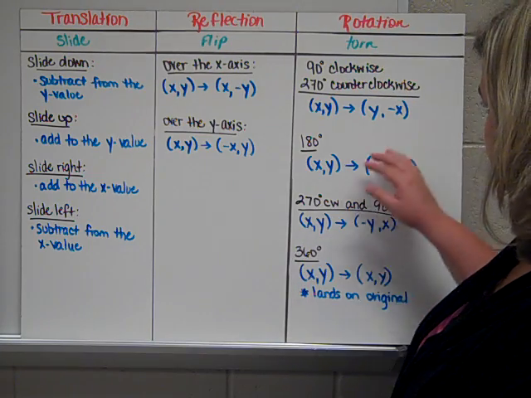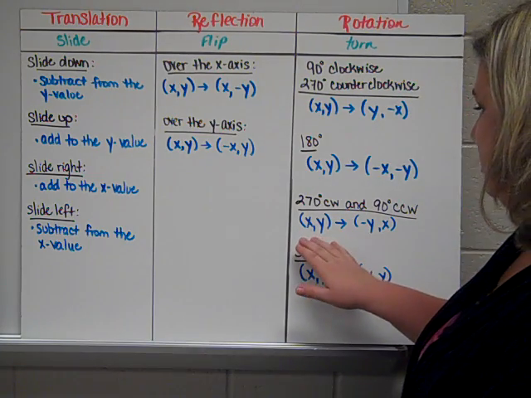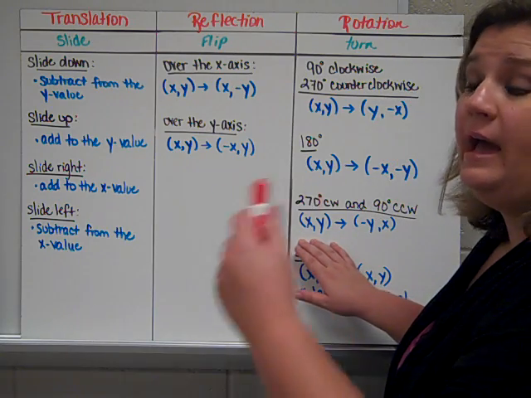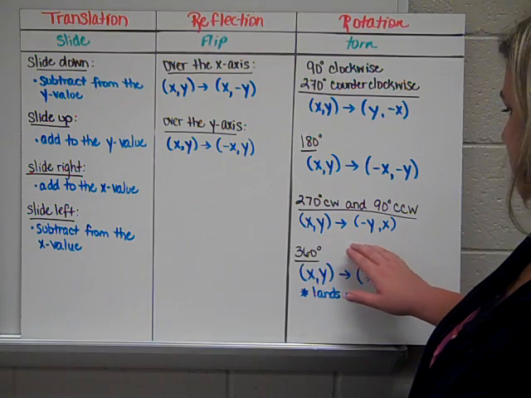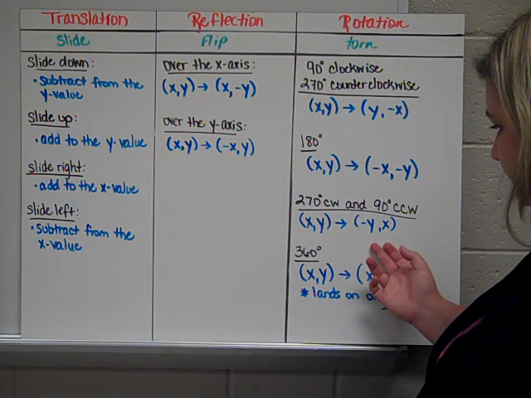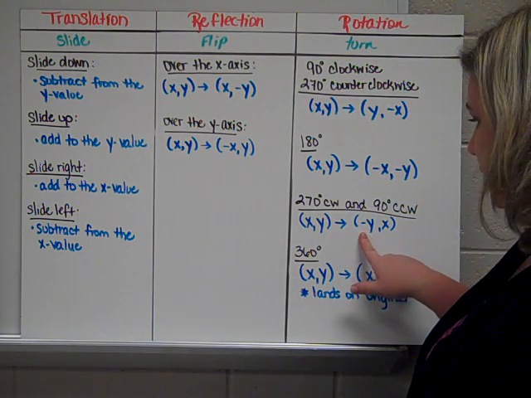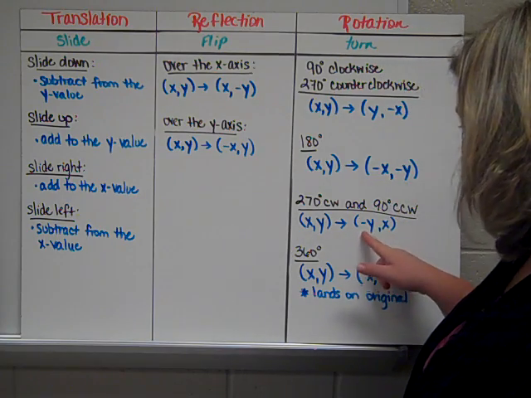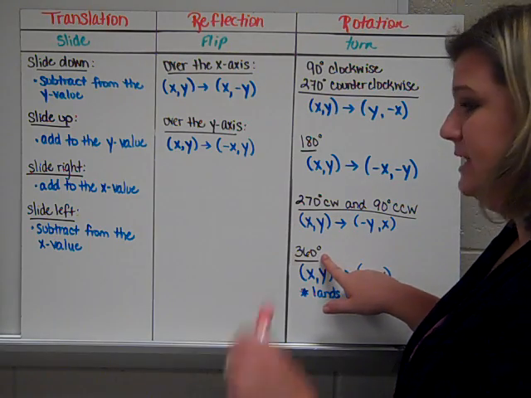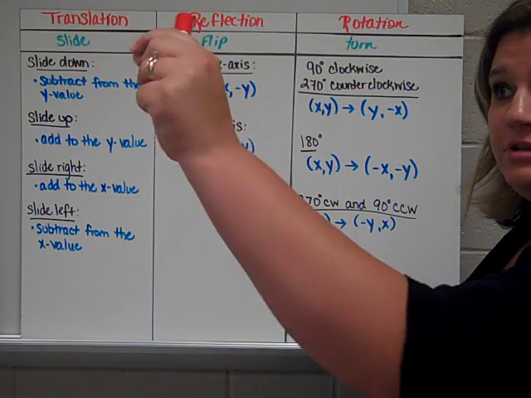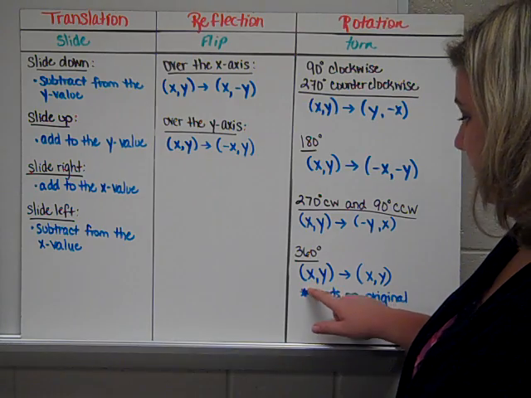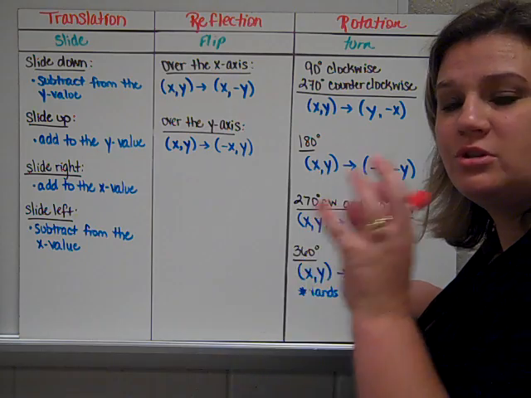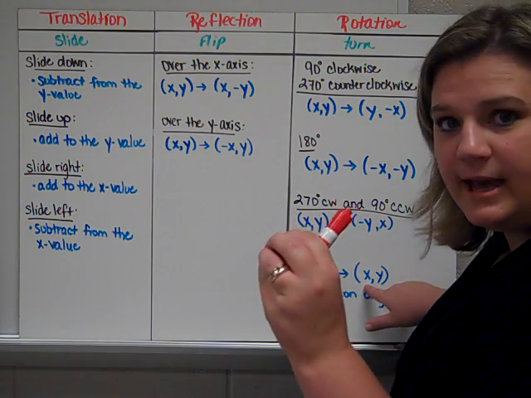The opposite of that, we're going to do 270 degrees clockwise or 90 degrees counterclockwise. When we do that, we're still flipping them, but the y, which is your new x coordinate, will have the opposite value. And for 360, if you think about it, if I rotate something 360, my image is still my original. So it's going to land right back where I started.